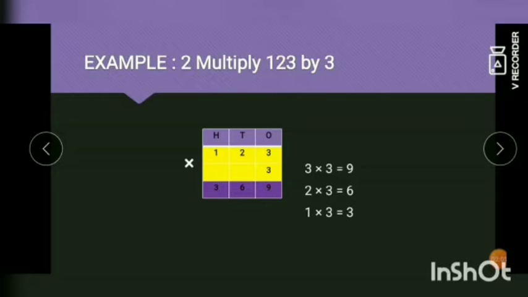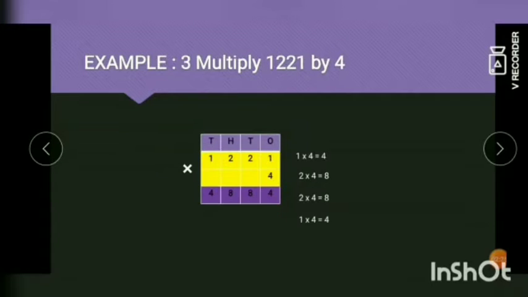Next we multiply the tens place value. So 3 2s are 6. So we write the number 6 in the tens place. Next we multiply the hundreds place. 3 1s are 3. So finally we get the answer 369. Next we see another example.